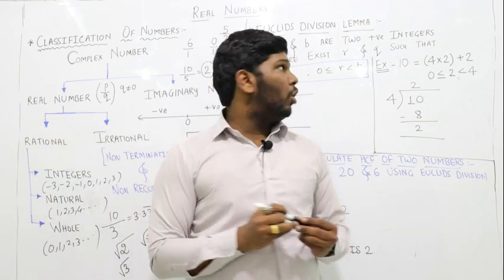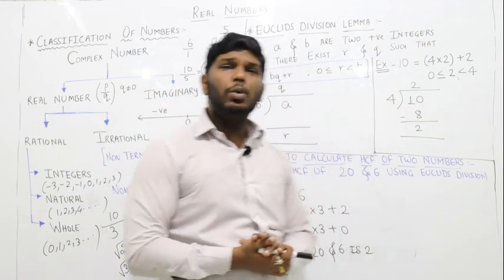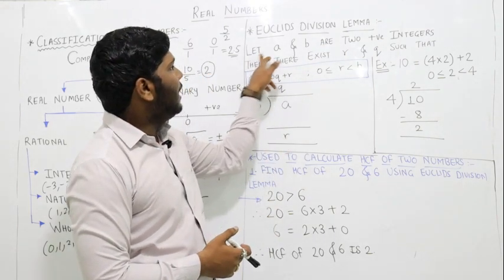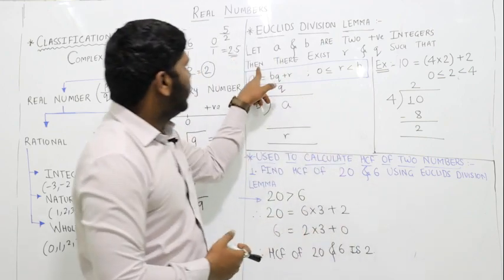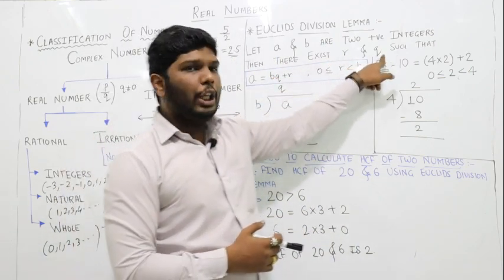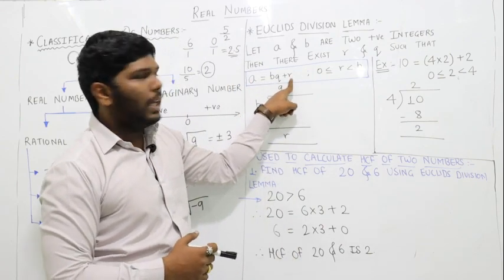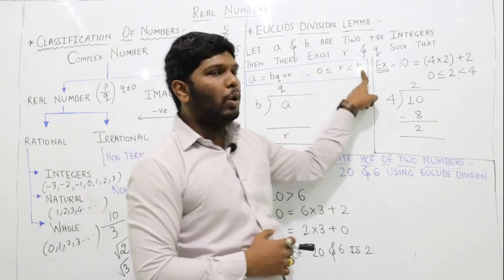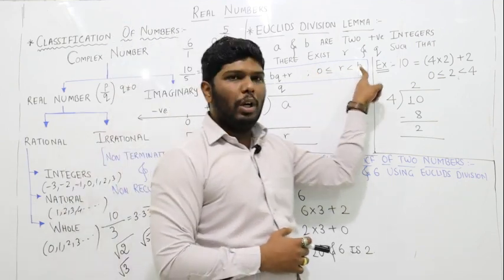Okay. Now let us move on to the next topic, that is Euclid's division lemma. Now what is Euclid's division lemma? First we'll go through the statement. It is written that let a and b be two positive integers, then there exist two numbers q and r such that you can write a as bq plus r. Also the value of r lies between 0 and b. It can be equal to 0 but it cannot be equal to b.